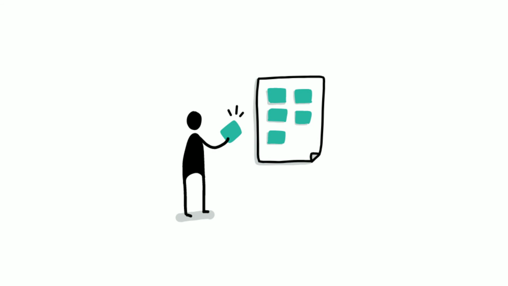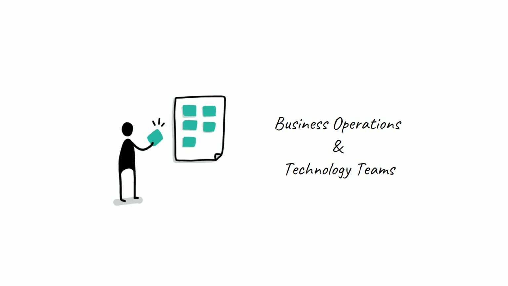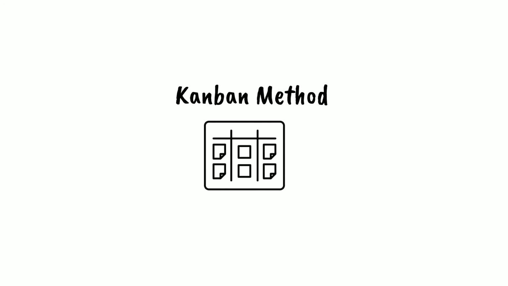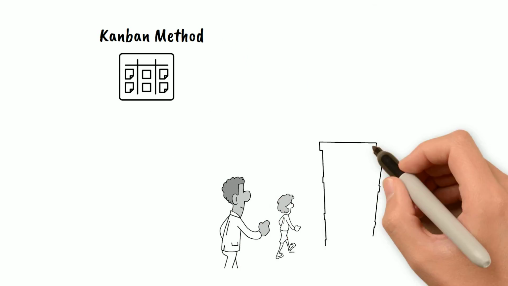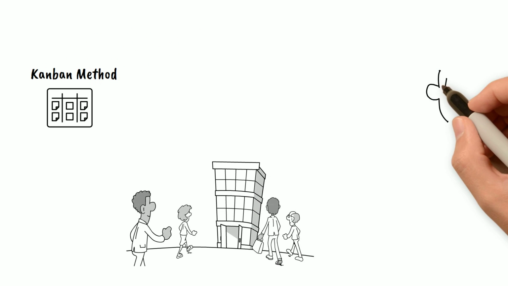As I mentioned at the beginning of this video, some of the biggest companies use Kanban for their business operations and technology teams. They use what is called the Kanban method, which is a proven agile way of efficiently completing work in large enterprises. It's very popular in service teams, support, and operations teams, especially in technology.